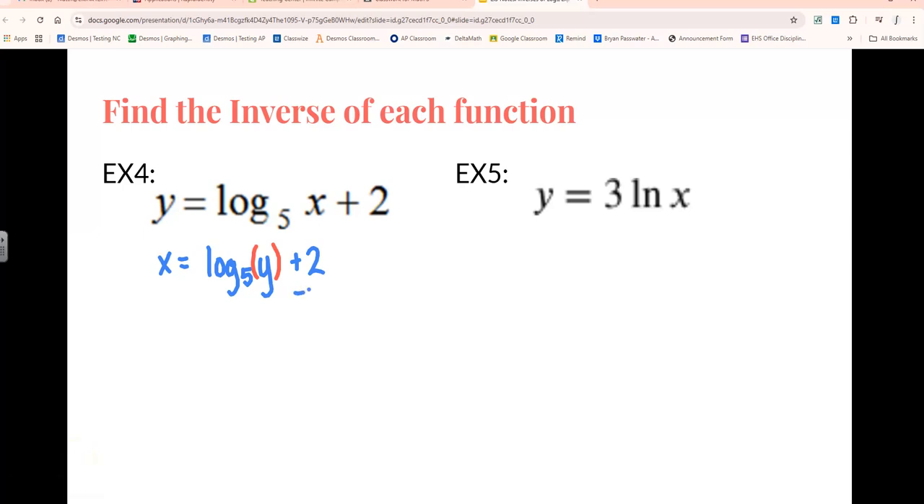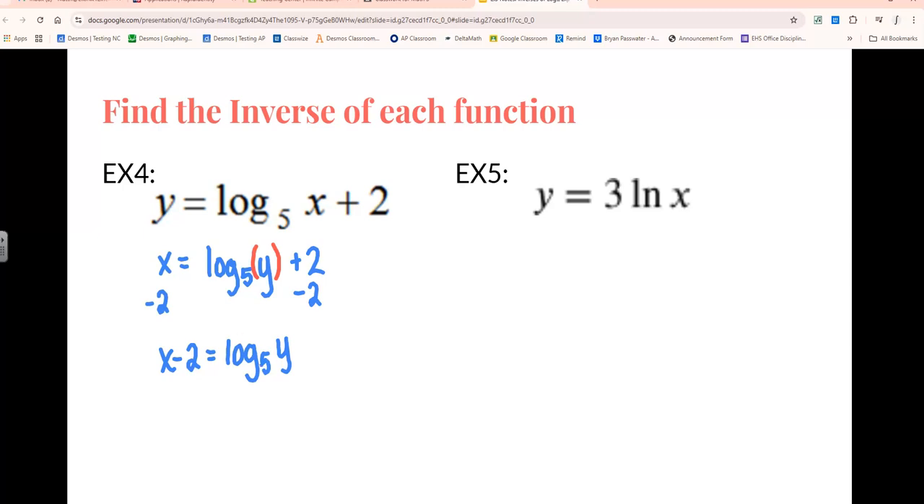Very good. We're going to subtract that 2 here. So I've got x minus 2 equals log base 5 of y. And then Richard, I'm trying to get that y by itself. I've got to get rid of the log base 5. How do I do that? What's the inverse of a log?